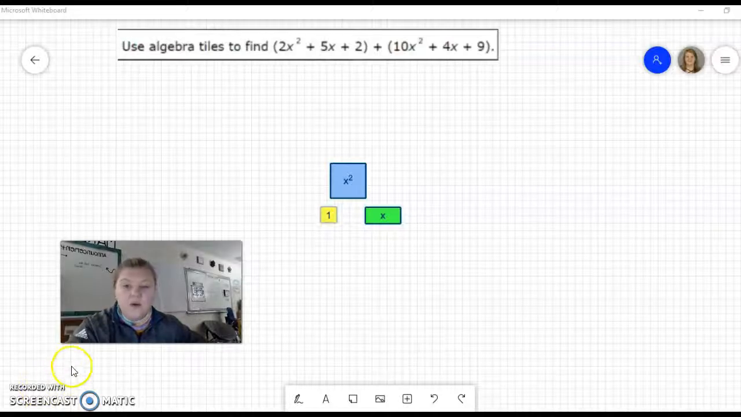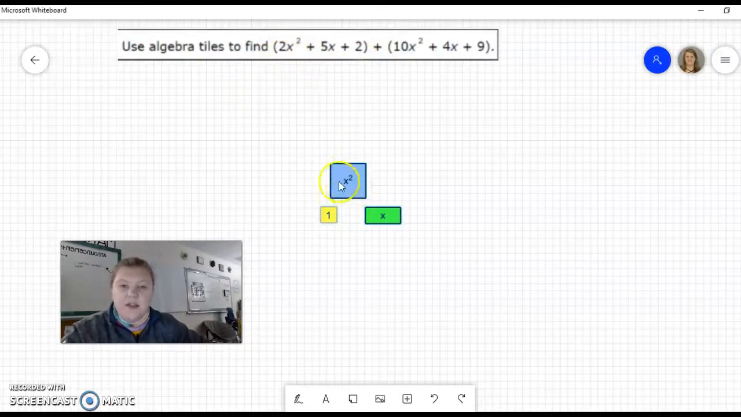All right, guys, so now we're going to look at an expression, but we're going to kind of start with modeling so you guys can see what happens when we combine those like terms. So the first thing I'm going to do is go ahead and model it with some algebra tiles, and then we'll see what that gives me when I combine like terms.